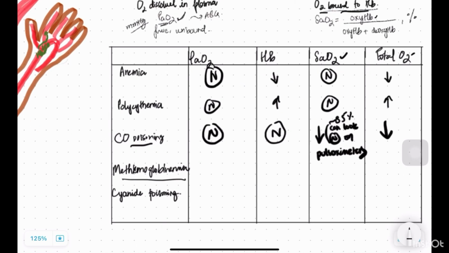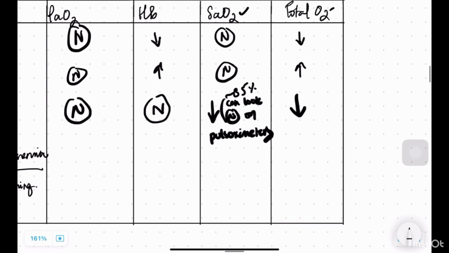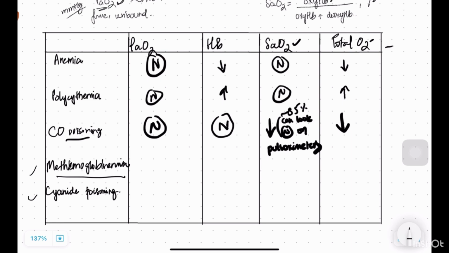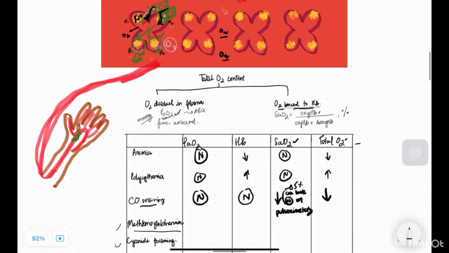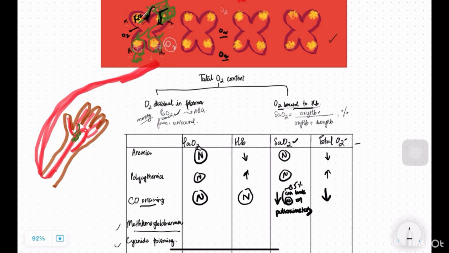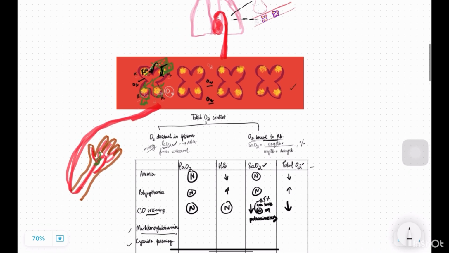Today I'm going to go straight into discussing methemoglobinemia and cyanide poisoning and how these values are affected. I would really urge you to see the previous video if you haven't, because we've discussed the basics. We've discussed the structure of hemoglobin and what PaO2 and SaO2 are, and you would really need to see that video to understand this discussion.